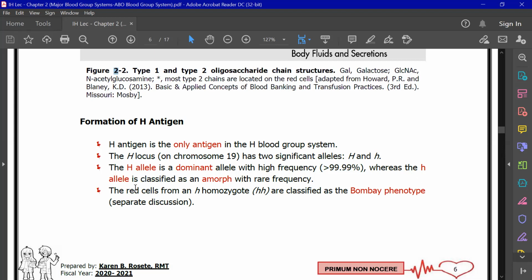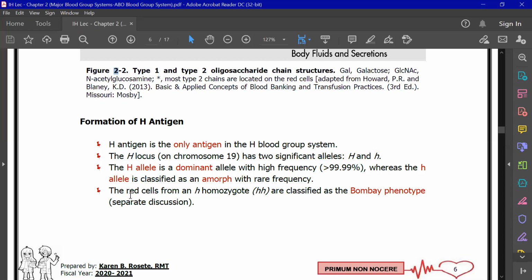What is a silent gene? What was the other gene we encountered earlier? So we have now encountered two amorph gene classes. You have your O gene, and the second one is the small letter h gene. The big letter H is the dominant allele and has a detectable antigen product, whereas your small letter h gene is classified as your amorph or silent gene. This can be observed in the population only rarely.